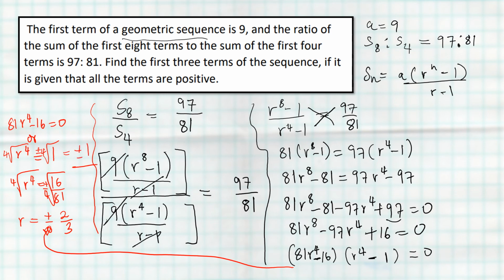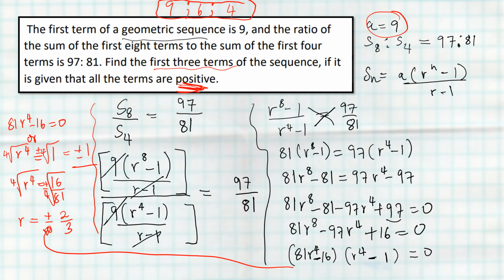We can now go and get the first three terms. Our a is 9, so it will be 9. Remember they say for positive terms, for all positive, so we'll consider R that is positive. If I say 9 times 2 over 3 as my R, it's going to give me 6. So it's 9, 6, and 6 times 2 over 3 again gives me 4. So this is the first three terms.